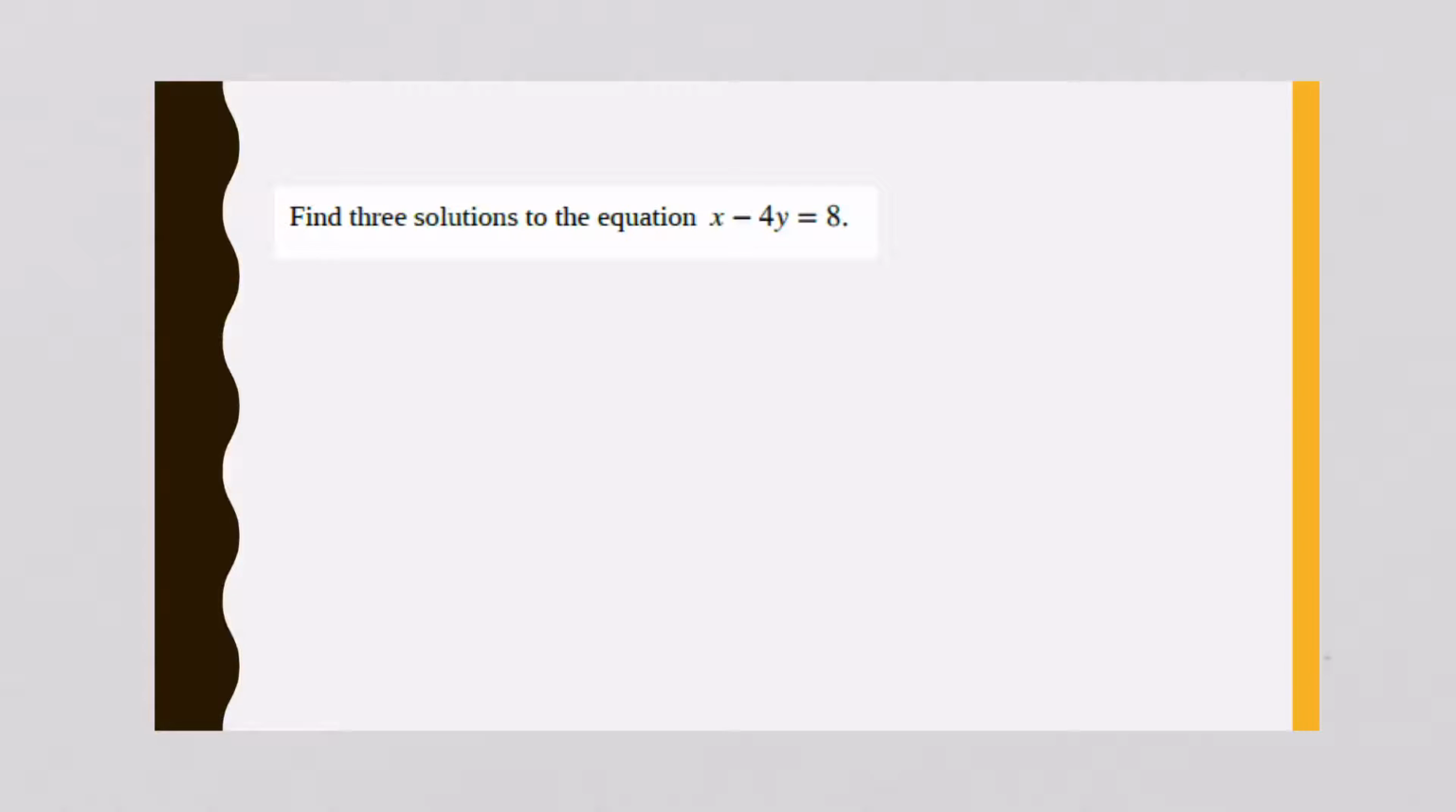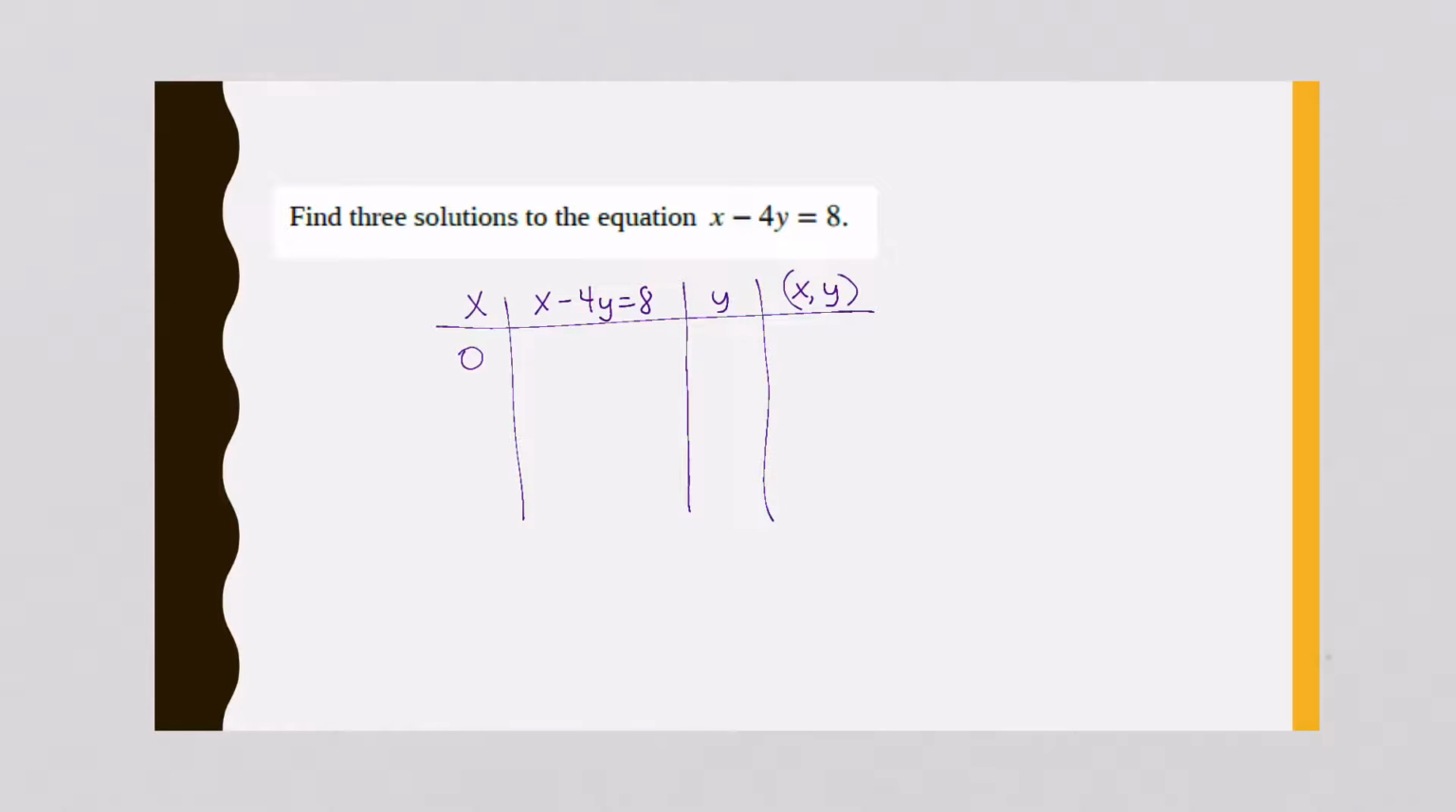Okay, so this says find 3 solutions to the equation x minus 4y equals 8. So typically what I do is I'll draw a table that looks like this. X, and then I'll put my equation right here, and then I'll put what I get out right there, and then I'll do my ordered pair at the end. So what I do here is I pick values that are nice to me. Putting 0 in for x, usually pretty nice to me.